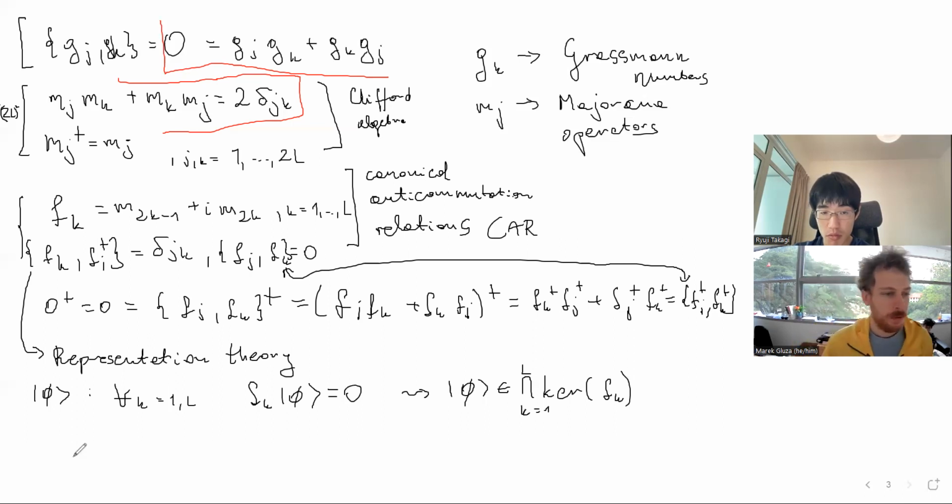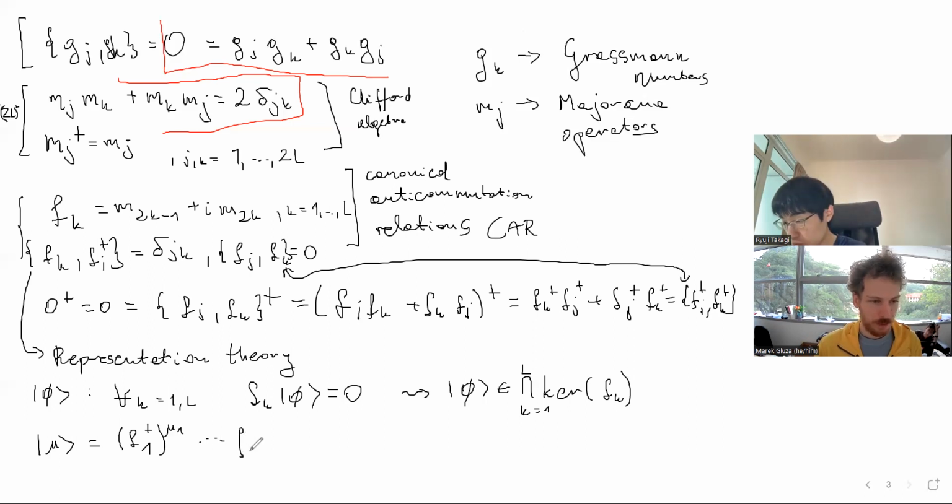The next thing that I want to show is that basically we can build a full basis. I will call it mu. Because it's in the kernel of the other operators, I can use the daggers to have something non-trivial. Maybe I will start from f_1 dagger to the mu_1, until f_L dagger to the mu_L. Sorry, this is mu. And I will be applying this operator to the vacuum, right? To the vacuum. And this should be non-zero.